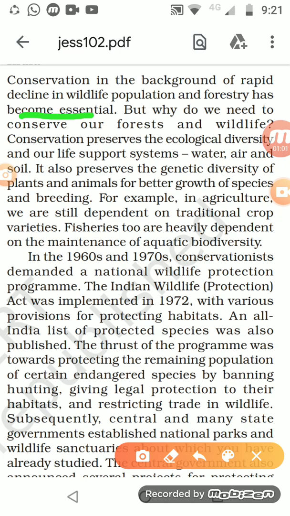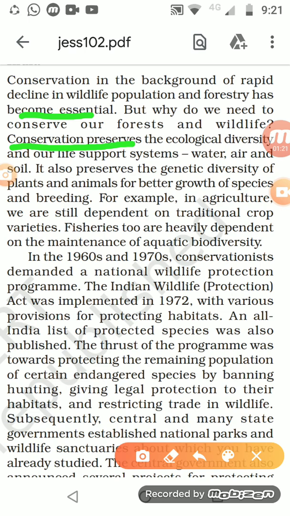And why do we need conservation? Children, this is a very frequently asked question. Let me make one thing very clear. Why do we need conservation? This is the first point. Conservation preserves the ecological diversity and our life support systems: water, air, soil. It is necessary.